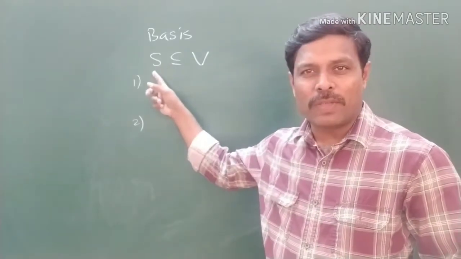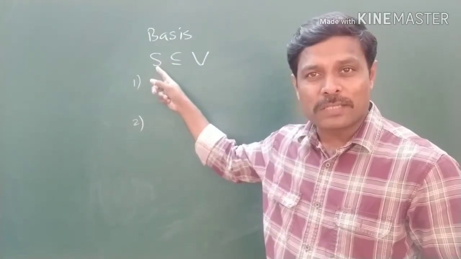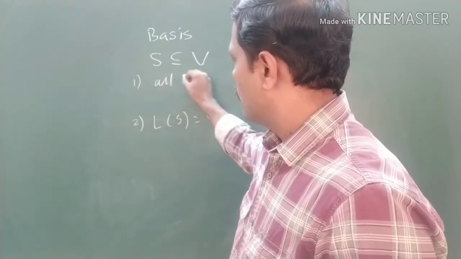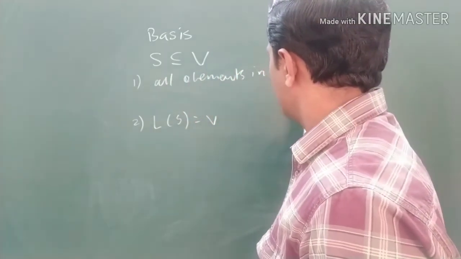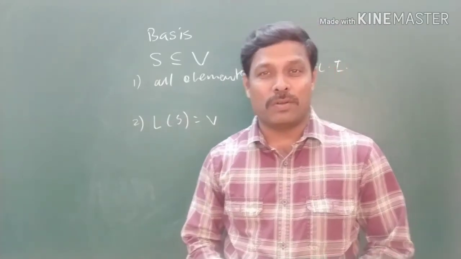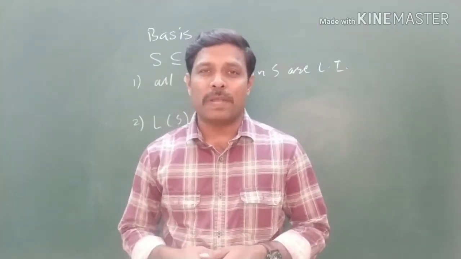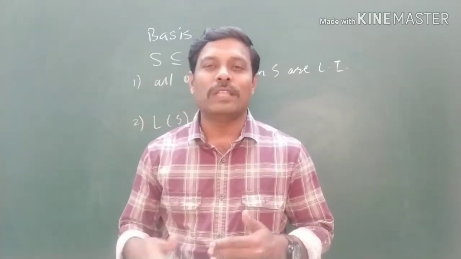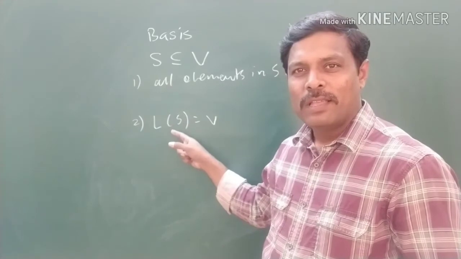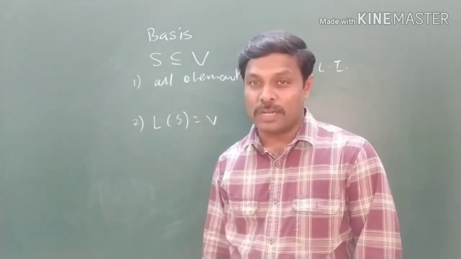First, all the elements of S are linearly independent over the field F, and the second condition is that the linear span of S is equal to V. So the linear span of S is equal to V. This is the second condition, and all elements in S are linearly independent over the field F. So in short, a basis of vector space V is nothing but a subset of V containing the largest number of independent vectors which will generate all the elements of V. The linear span of S being V means that the linear combinations of the elements of S generate the elements of V, and that's why S is called a basis of vector space V. Now, you can write the detailed definition now.